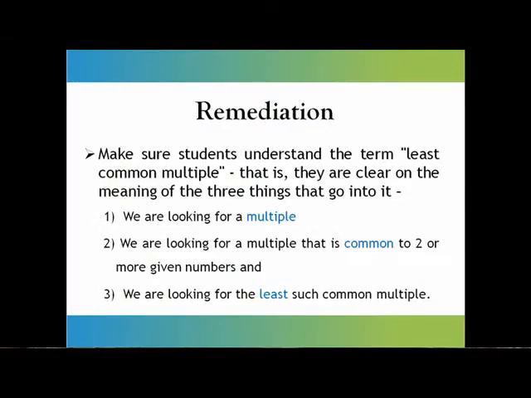Now that we have established the misconception, let us look at some of the possible remediation techniques. Make sure students understand the term lowest common multiple. That is, they are clear on the meaning of the three things that go into it. 1. We are looking for a multiple. 2. We are looking for a multiple that is common to two or more of the given numbers. And third and most important, we are looking for the least such common multiple.